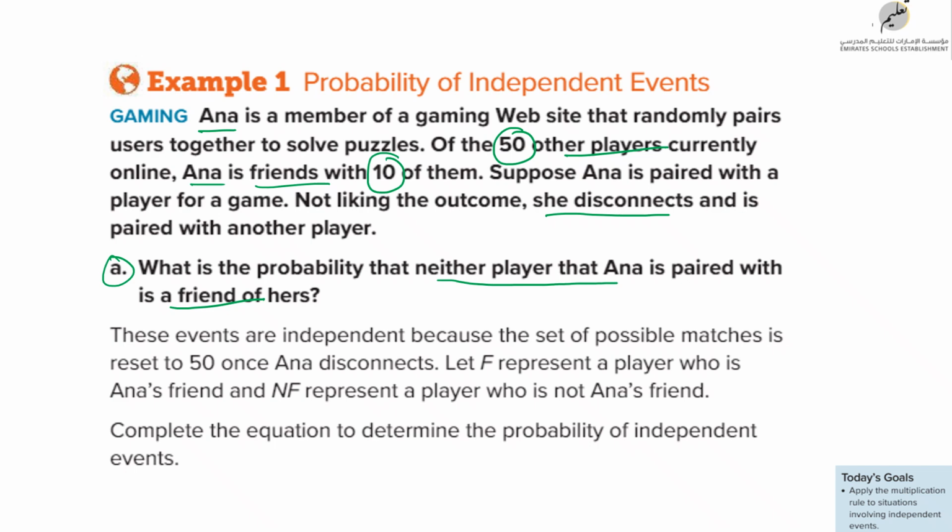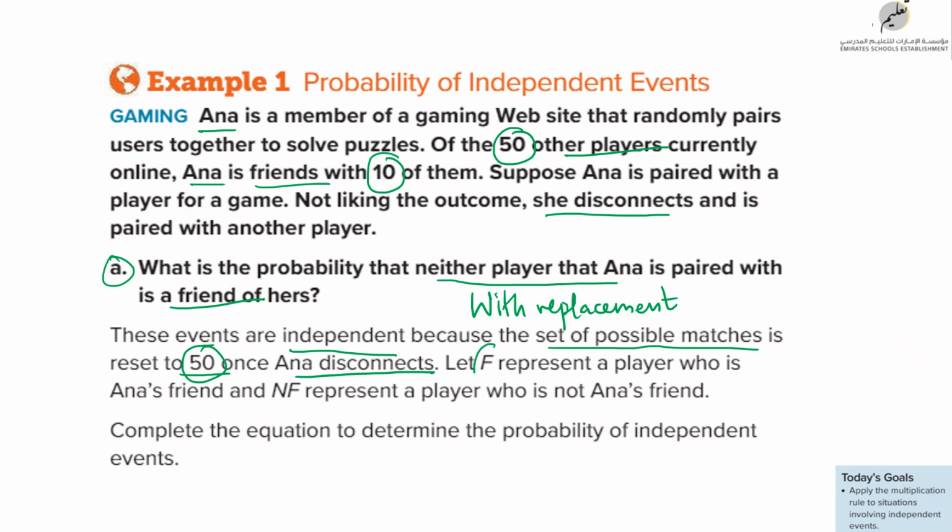Anybody? Now think, are these 2 events, the first player that she's paired with and the second player that she's paired with, an independent or a dependent event? Definitely it's independent, because the set of possible matches that is happening resets to 50 once Anna disconnects. It's not that, once a player is chosen, it cannot be chosen again. It's not that. So it is with replacement. Okay, so I will write with replacement. So the total number does not change. The total is reset to 50 every time she disconnects.